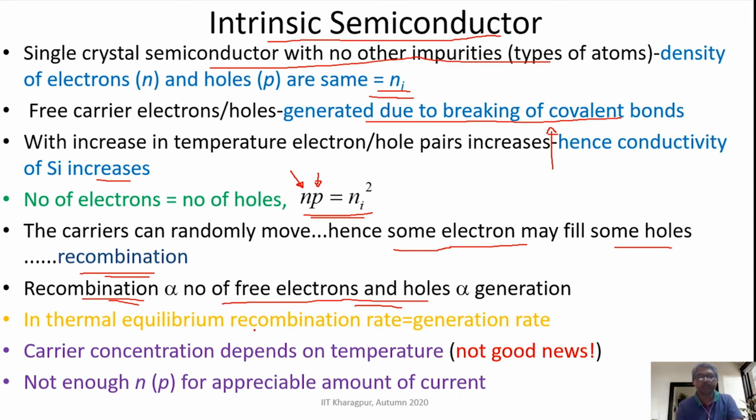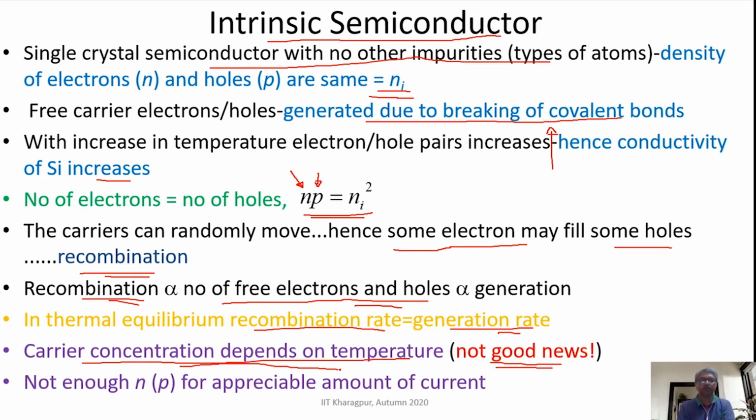So in thermal equilibrium, the recombination rate and the generation rate of the electron-hole pair are basically the same. But as I mentioned in the last slide, carrier concentration depends on temperature. That is not very good news, because if you increase the temperature, the carrier concentration increases. If you take the device to a place where the temperature is much higher, you will have more current. So depending on temperature is not good.